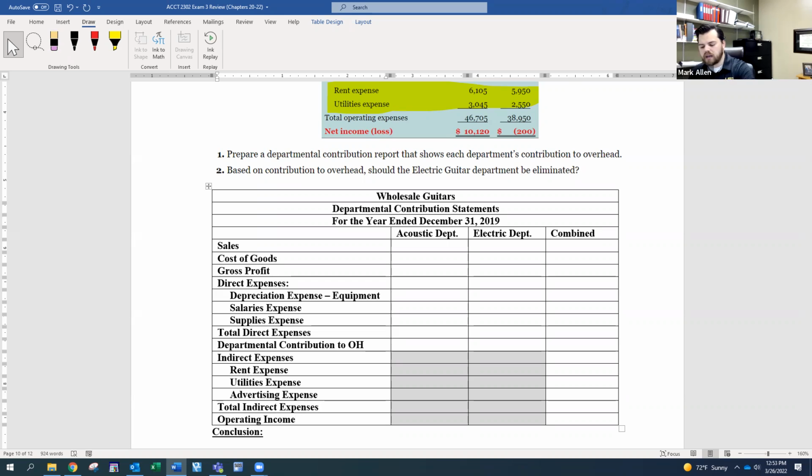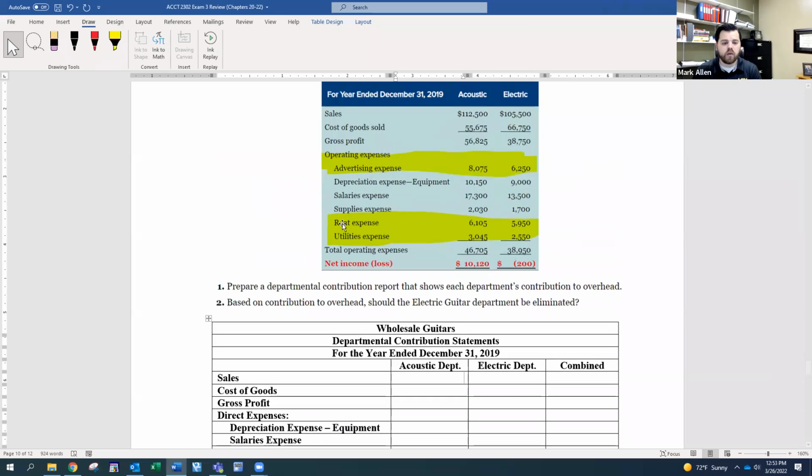And you'll notice that down there in that indirect section, a lot of those rectangles are grayed out. That's because you're not going to be entering anything in these. Indirect stuff, we just look at in total, or on a combined basis. So keep that in mind. Here we go, for the acoustic department.